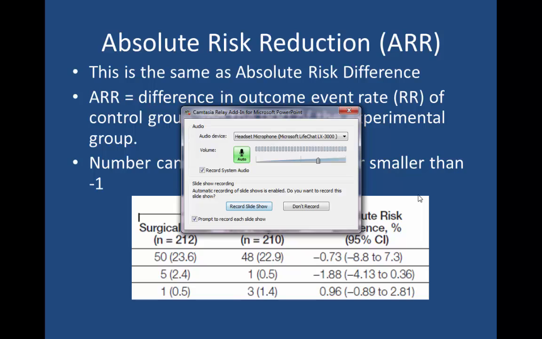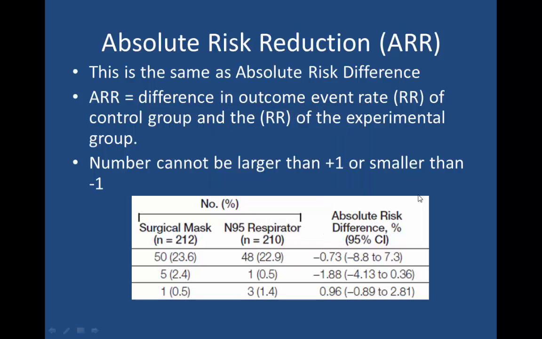risk. All we have to do now is look at this absolute difference. Well, how did they get it? Well, Wikipedia told me to take the treatment group compared to the control group. So 22.9 minus 23.6, I get a minus 0.73. How did they get this number? It's in the treatment group.